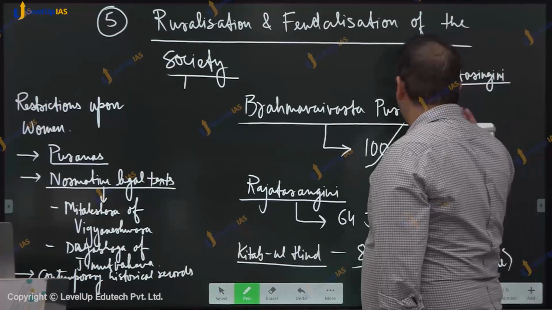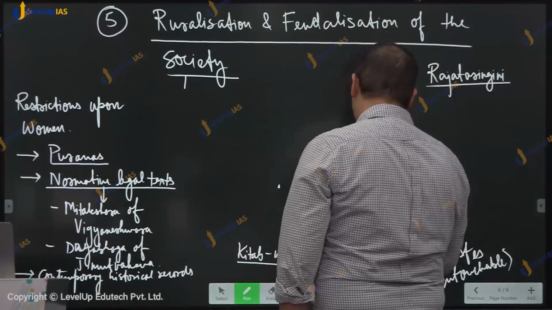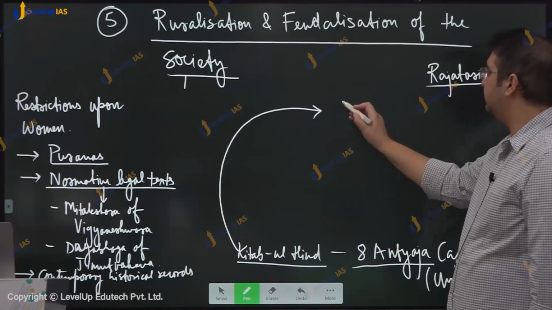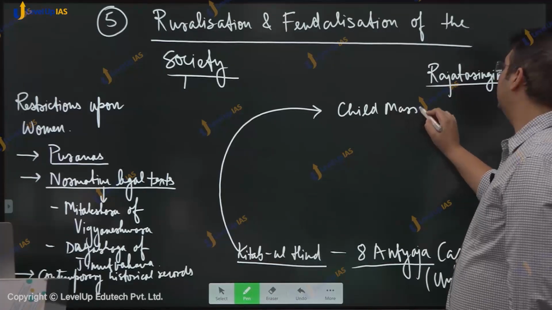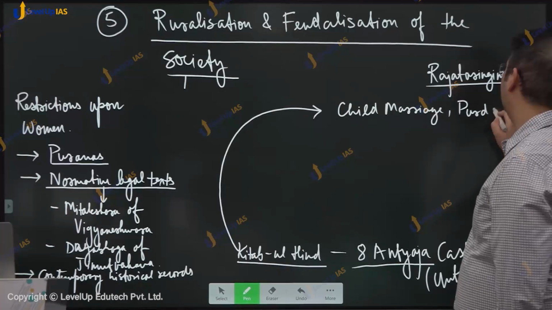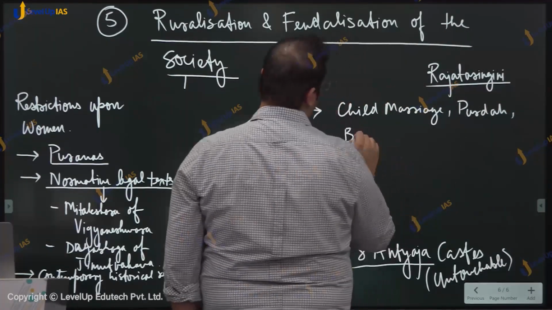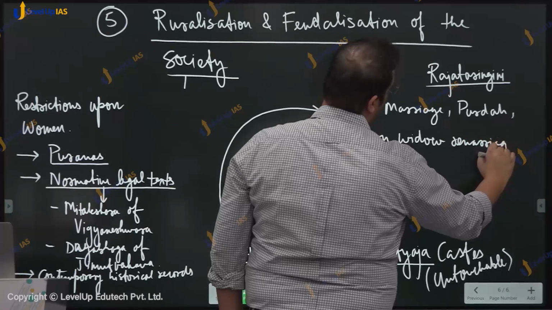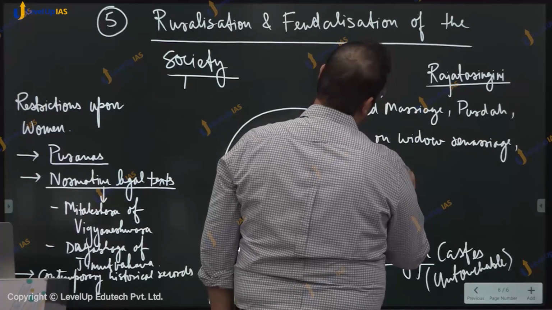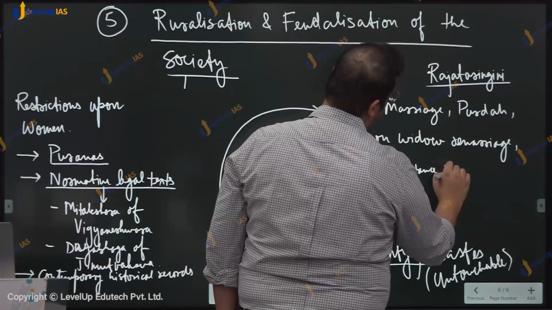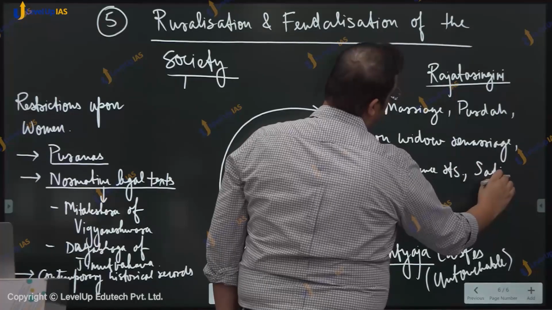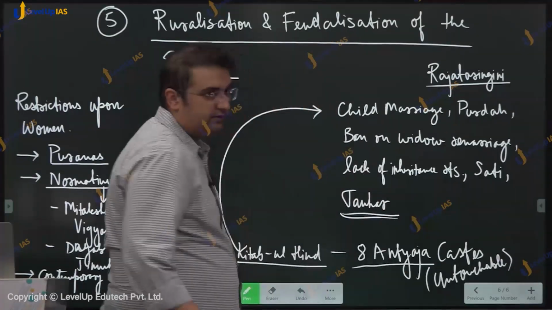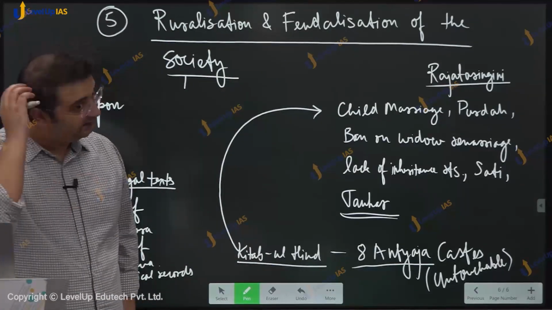Similarly, these texts, especially the Kitabul Hind, mention the extremely poor condition of women who were subjected to various social evils such as child marriage, parda, ban on widow remarriage, lack of inheritance rights to women, sati, and some new social evils such as the practice of Johar, that is communal suicide in times of war, by women.